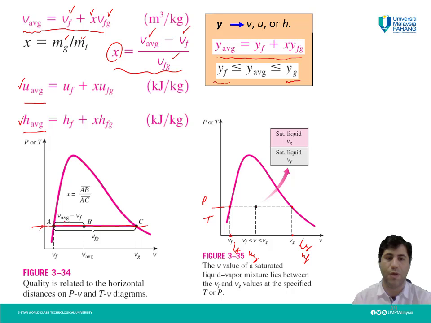Here this amount is V average. Here V is V average. So this amount is V average minus Vf, and all of that is Vfg. So x is AB divided by AC. This is the definition of x, which we use this illustration to derive this equation to find x. This x means how much is the vapor and how much is the liquid in the mixture which we have.